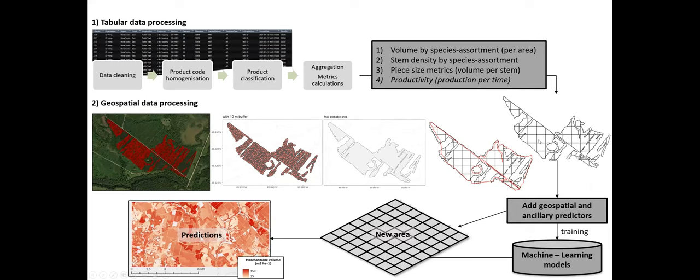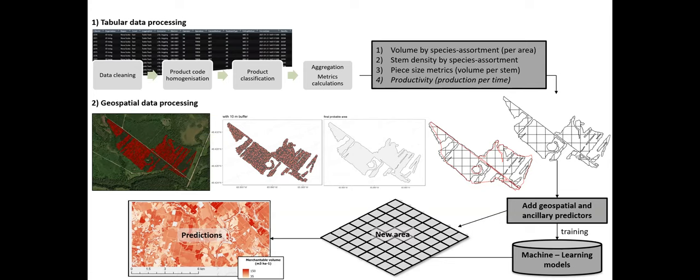And you end up with cells that are varying in size, maximum size of 1 hectare. And we only analyze the cells that are over this 760 square meter threshold. So very small cells like this or this would not be evaluated. But then you can label each of the products in the database with a specific grid cell and aggregate these products to get metrics in terms of total volume, stem density, piece size, so the mean volume per stem or the standard deviation on those metrics.